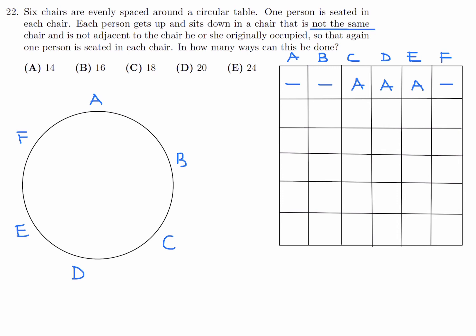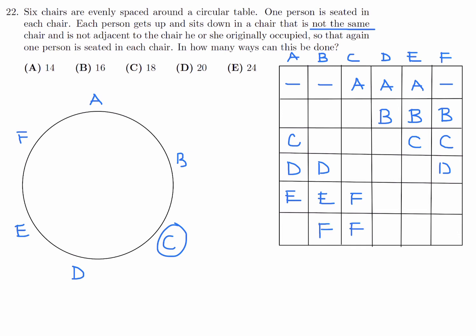Similarly, B can go here, here, or here, correct? It can't go where it already is, and it can't go to the adjacent spot, so it can go F, E, or D. So F, E, or D is where we put B. And similarly, you get the point. We put the other ones where they can go. So C can go E, F, or A. D can go in A, B, or F. E can go in A, B, or C. And finally, F can go in B, C, or D.